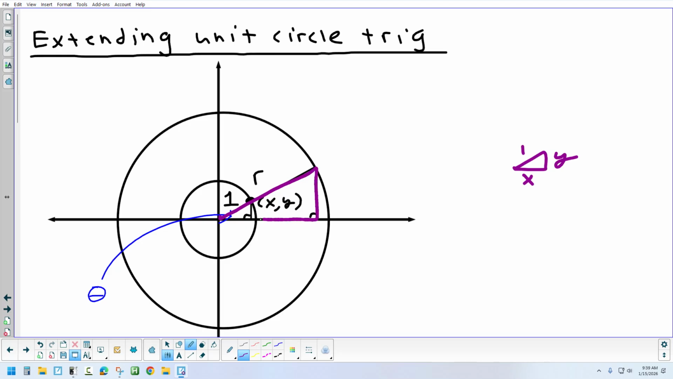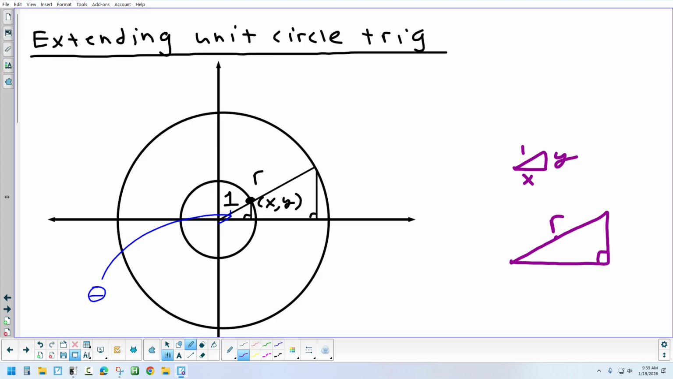What's the connection between those two purple triangles? Yeah, they're similar, right? They're similar triangles. The difference is one of them is just a larger or smaller version of the other. This time, this side is now r. It's not a 1 anymore.